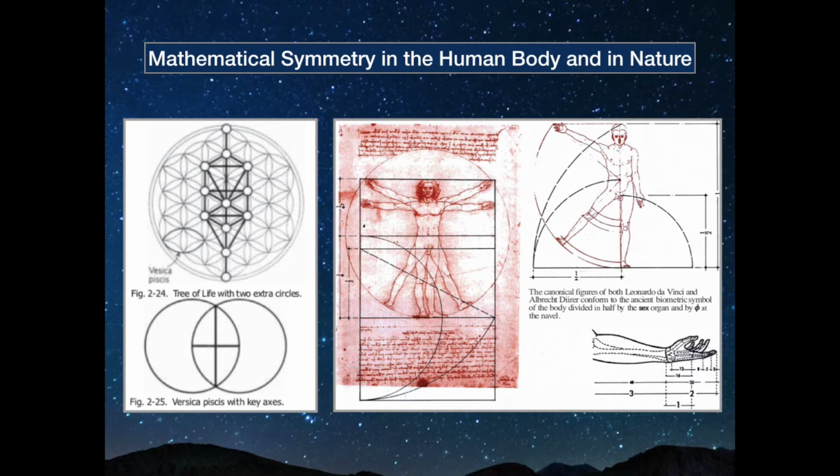Mathematical symmetry in the human body and in nature. Some things to look into are what's known as the seed of life, the flower of life, and the Fibonacci code or the Fibonacci spiral, or the golden mean is the other name you'll hear often.